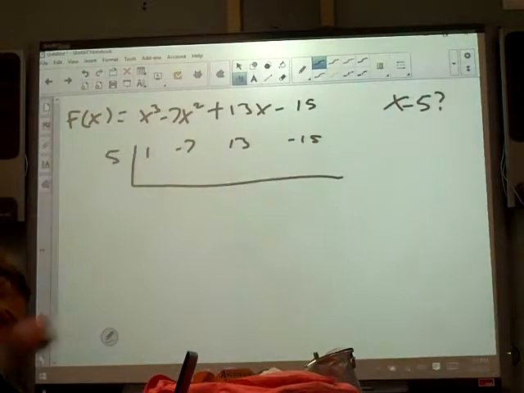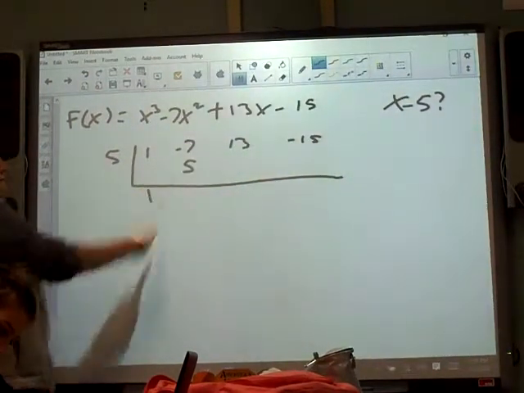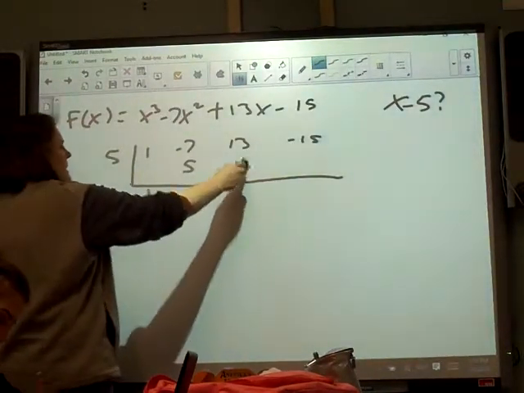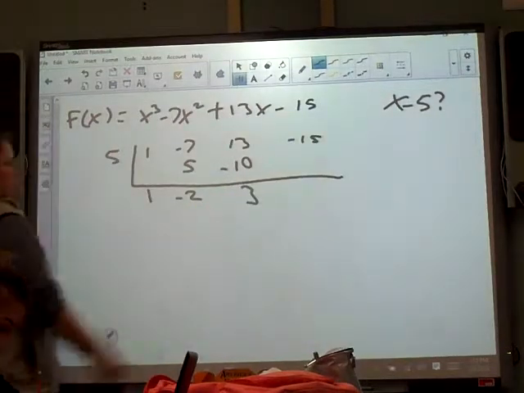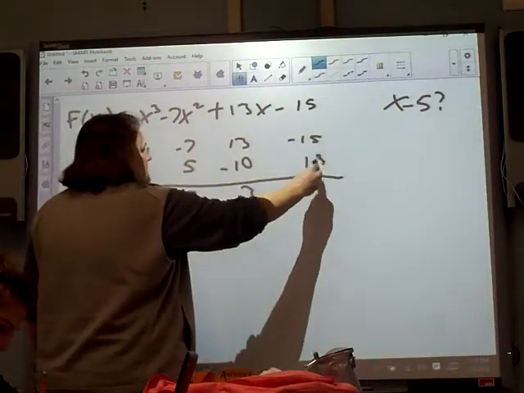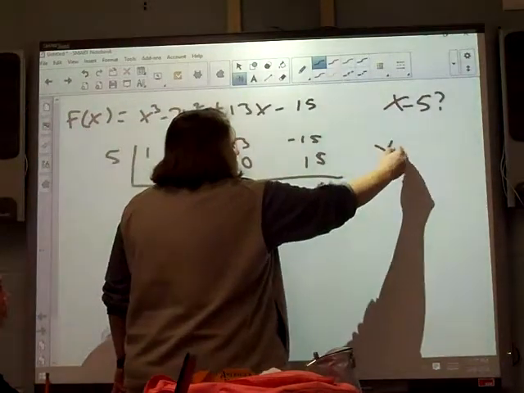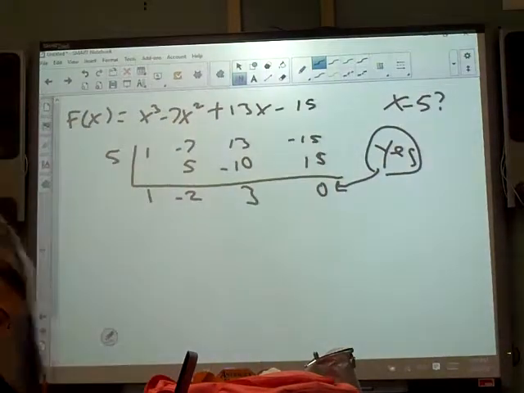Okay, we did this all yesterday. Drop your 1, multiply. 1 times 5 is 5. I add. Negative 7 and 5 is negative 2. I multiply. Negative 2 times 5 is negative 10. I add. 13 and negative 10 is 3. Multiply. 3 times 5 is 15. Add and get 0. So was x minus 5 a factor? Yes, because like Chase said, we got a 0 in the remainder spot.